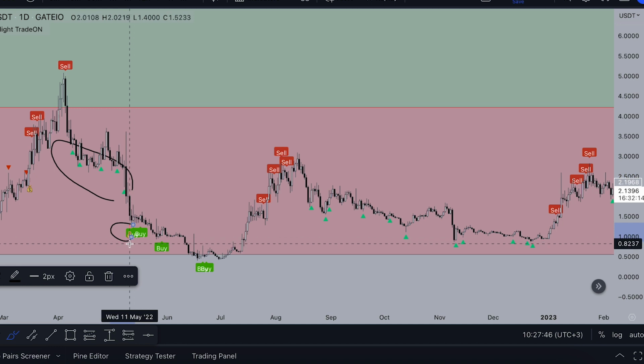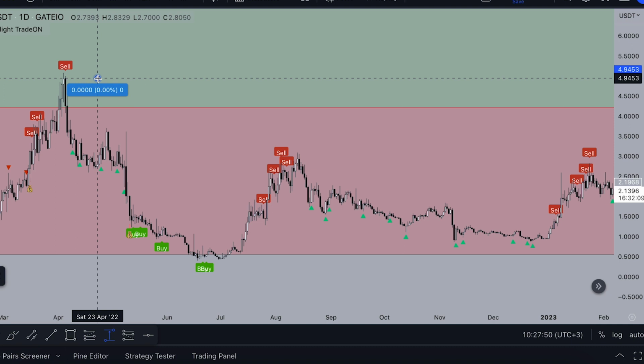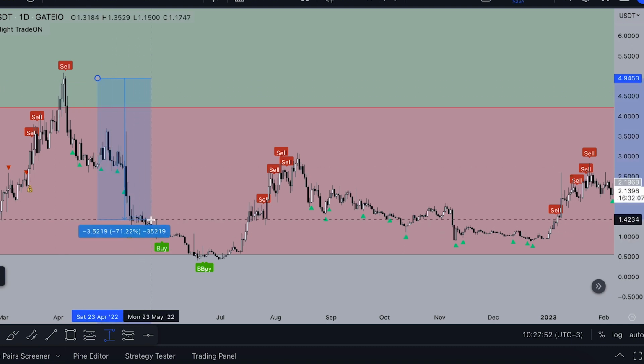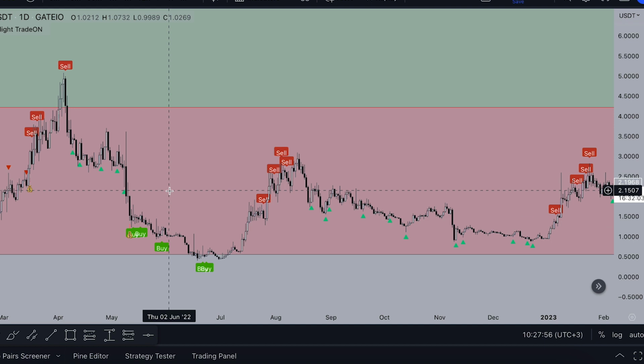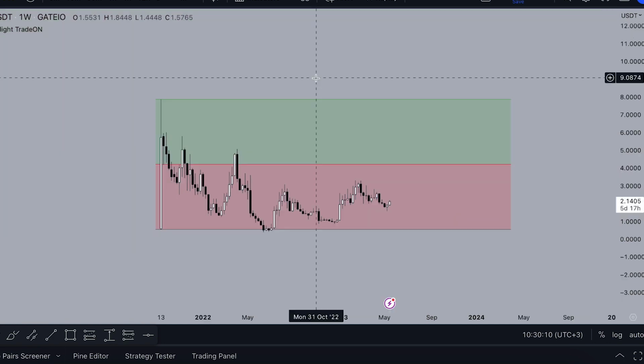Here is a money bag. Take profit from this short. Here, for example, you open here till take profit. It's 71%. So even with a 2x leverage, it's more than 140% profit on the futures. But of course, with stop losses, with risk management, everything has to be right.